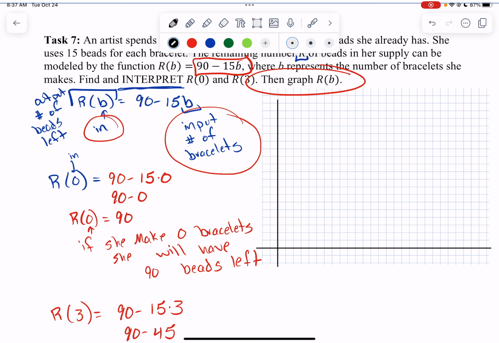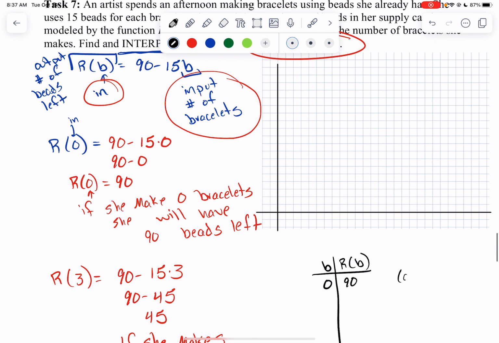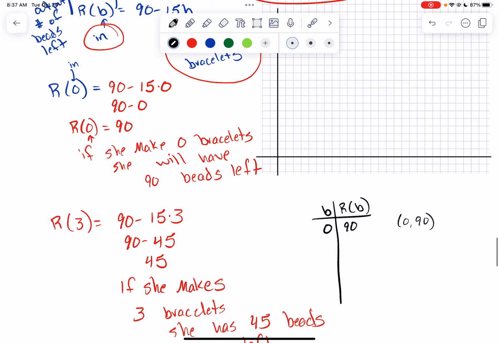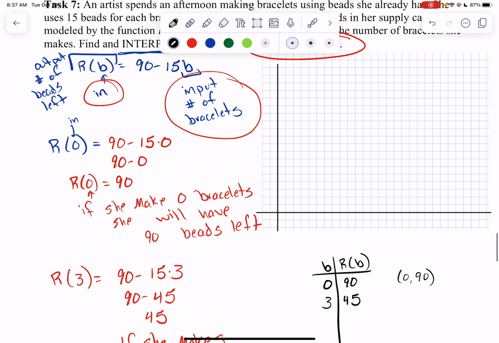I'm going to go ahead and create a table. We have B, R of B. We know we have the point 0, 90. So I need to have the ordered pair 0, 90 on my graph. We also have the point 3, 45. So we need to find a scale to use for this.